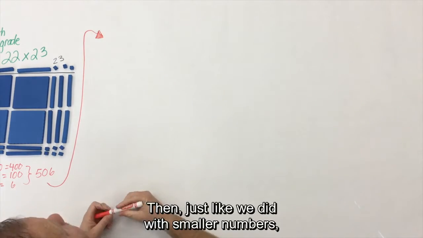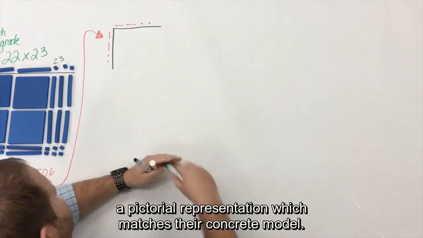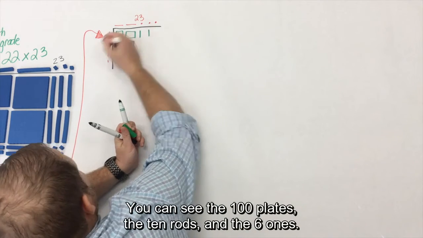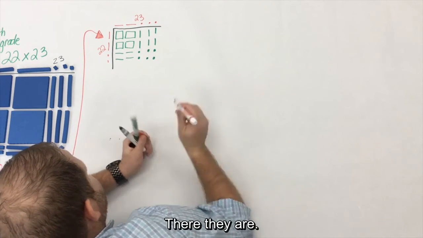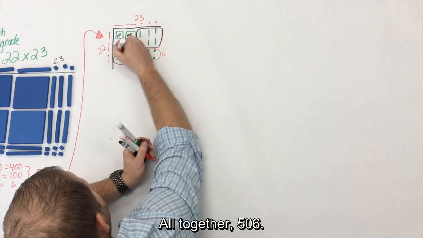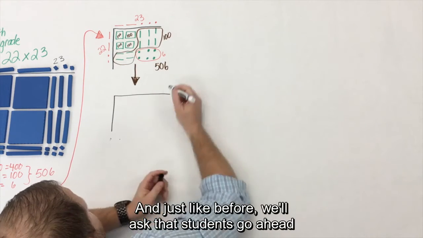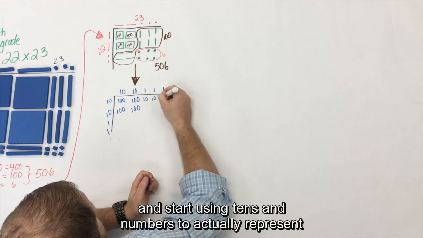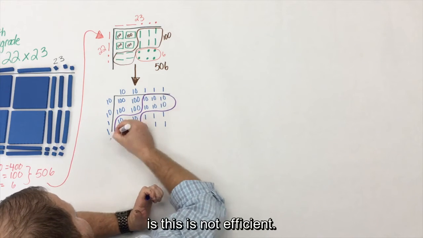Then just like we did with smaller numbers, we expect that students should draw a pictorial representation which matches their concrete model. You can see the 100 plates, the 10 rods, and the 6 ones. There they are. Altogether, 506. And just like before, we'll ask that students go ahead and start using tens and numbers to actually represent their model. So what you're probably thinking right now is this is not efficient.